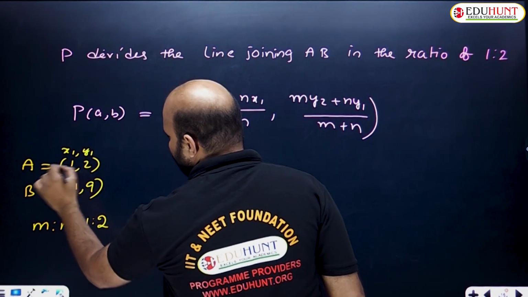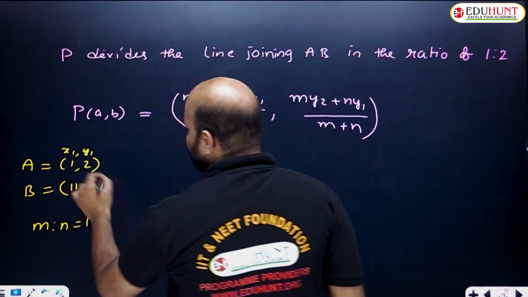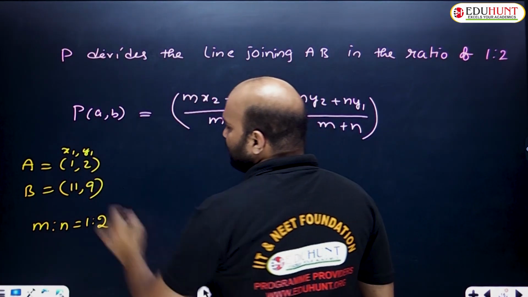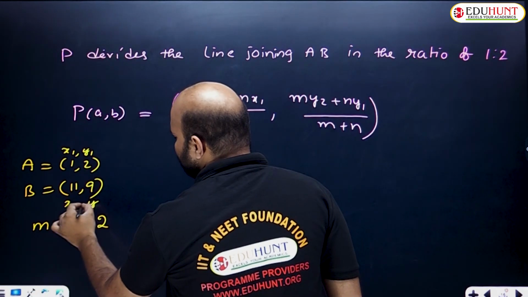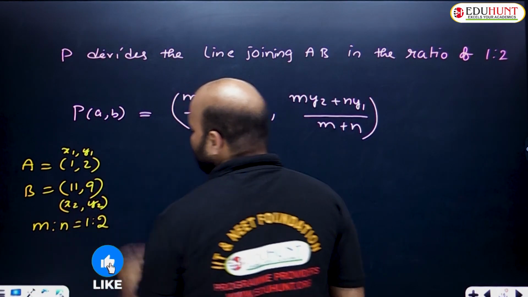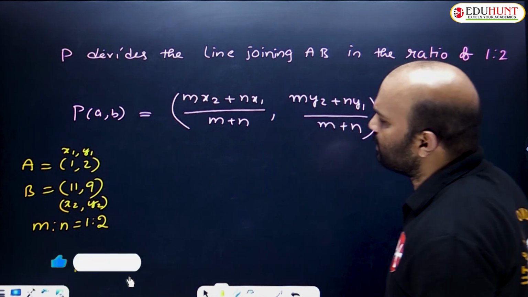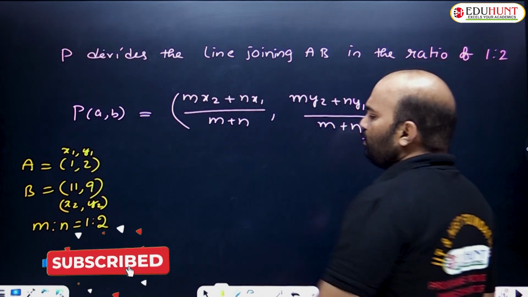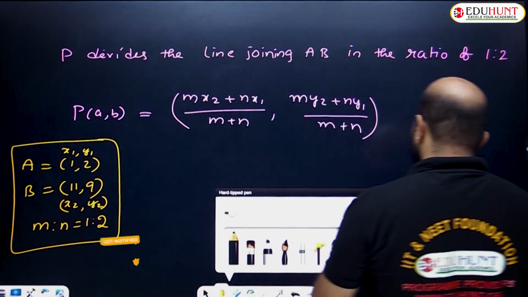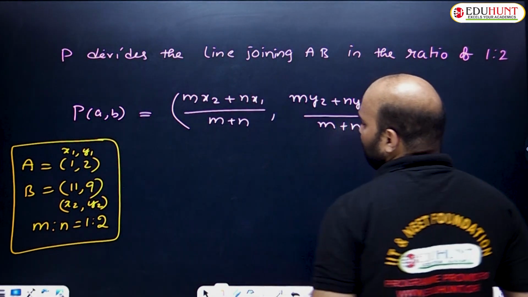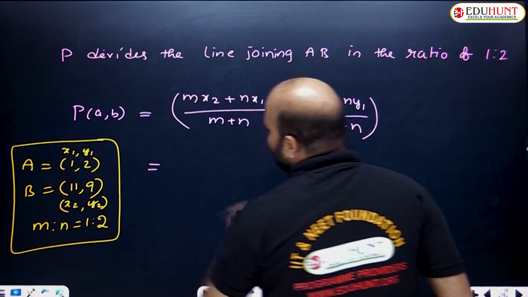So A coordinates are nothing but the first one x1, the second one y1, the x coordinate and y coordinate. But here B is x2, y2. Coordinates of B, what I am taking, x2, y2. Coordinates of A, what I am taking, x1, y1, and m:n you know, 1:2. So clearly we need to understand these values, substitute them in that equation, and we will get the coordinates of P.